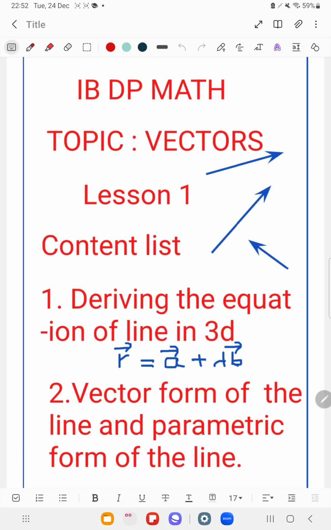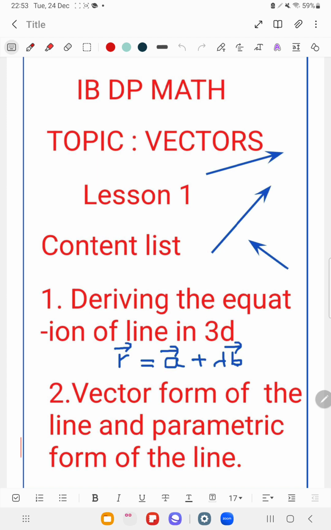Hello everyone, this is my first lesson on the topic vectors, and as you see here in this video, this topic is basically a very important topic in IB Diploma Mathematics, higher level as well as the standard level, but it is not limited to just IB. It can be used for further mathematics or just mathematics for GCSEs, IGCSEs, and even it can help the students who are doing their A levels or AS levels in mathematics.